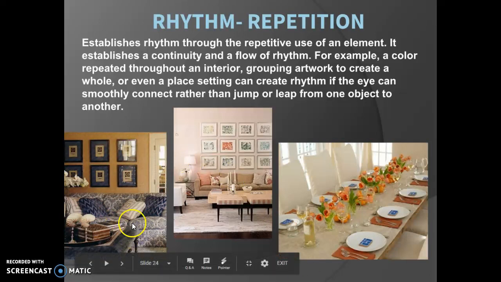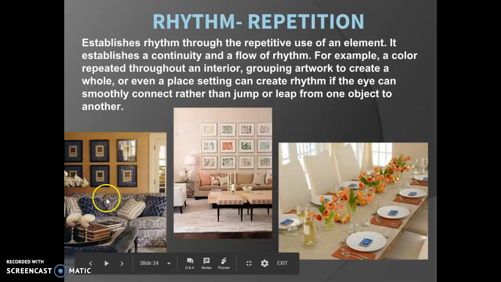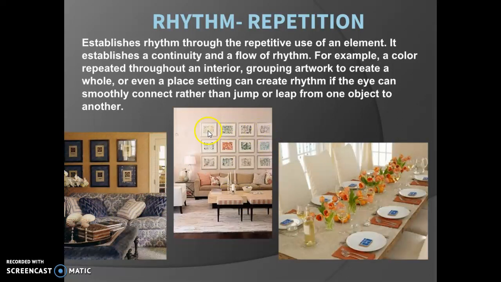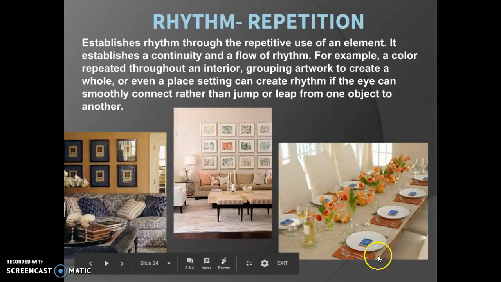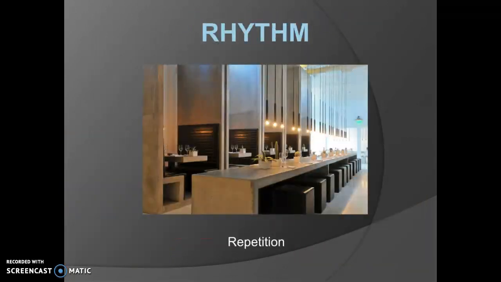So the rhythm in this room would be your artwork on the wall. Also, the pillows, you'll notice it's the white, blue, white, blue. The rhythm in this space would be the artwork on the wall as well. And then the rhythm in this space on the table would be the plates and the centerpieces. So it leads your eye in a direction, and there is a rhythm, and our eyes tend to like that.